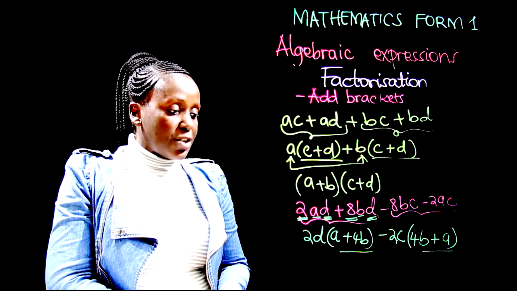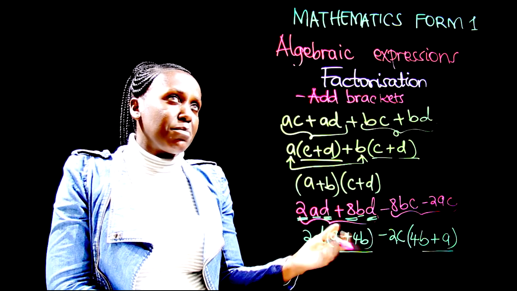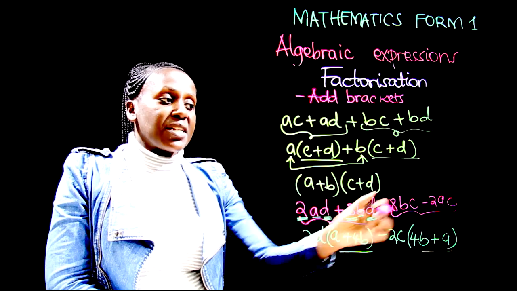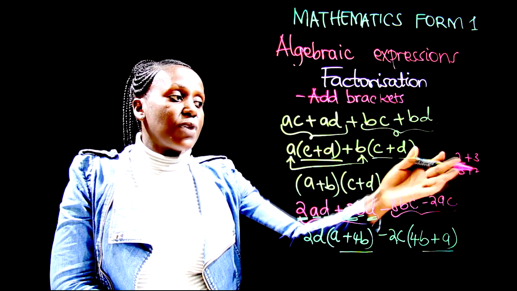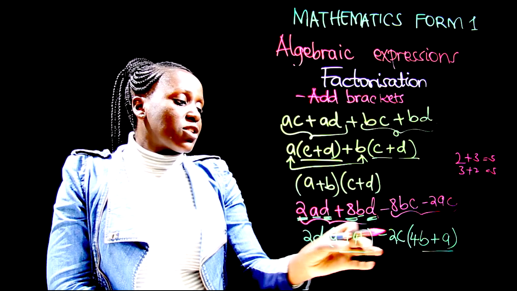Now if you look at these two factors, you realize that they are the same. A plus 4B is the same as 4B plus A. It's like saying 2 plus 3 and then 3 plus 2. The two are the same. They both give you 5. So these two are the same.